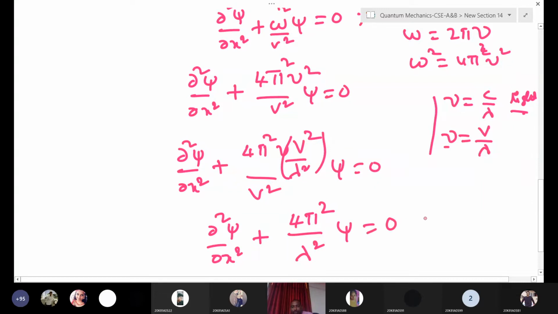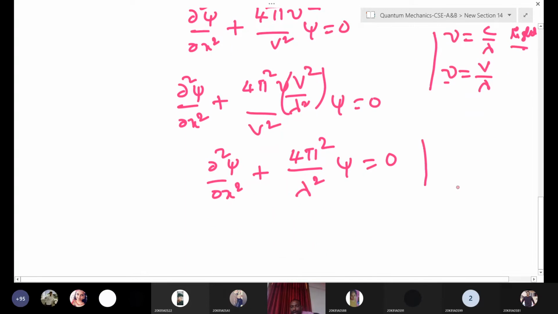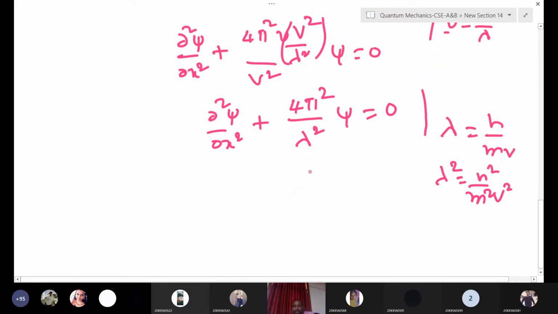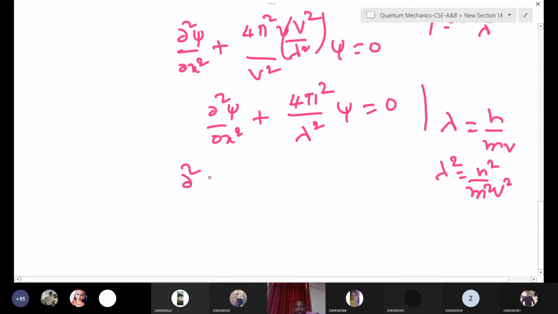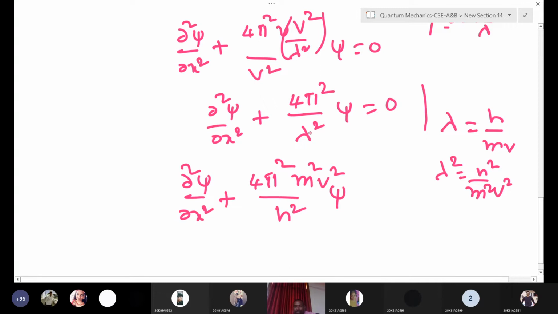Now we know the wavelength of a material particle: lambda is equal to h by mv. So lambda square means h square by m square v square. Just substitute this lambda square here: dou square psi by dou x square plus 4 pi square, and directly writing, 1 by lambda square is equal to m square v square by h square, into psi is equal to 0.